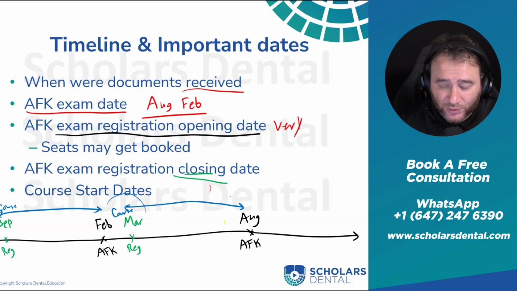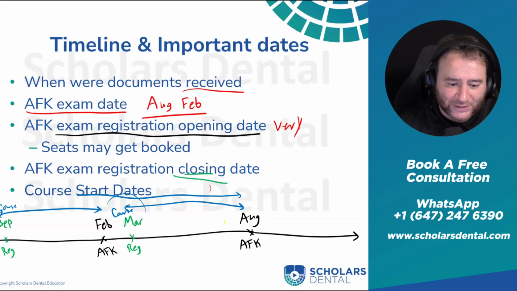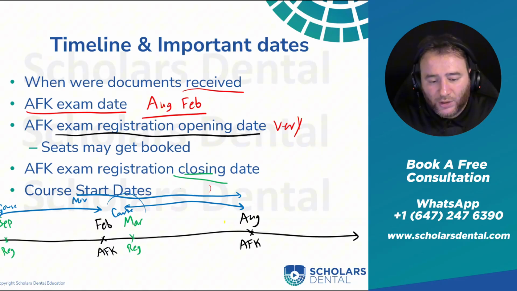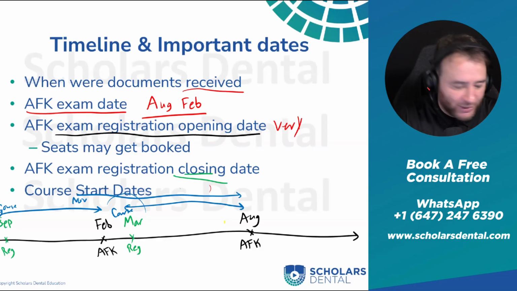We do have the mastery course, which is usually 9 months before. So, for example, for the August exam, it starts in November, and for the Feb exam, it starts in May. Anyway, you can see how there's a lot of dates, a lot of information. This is why planning your own timeline would be ideal.